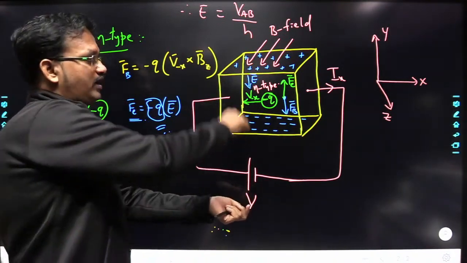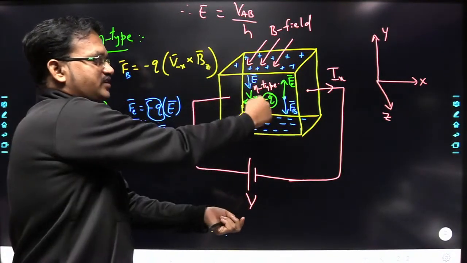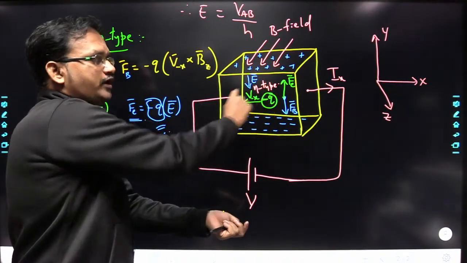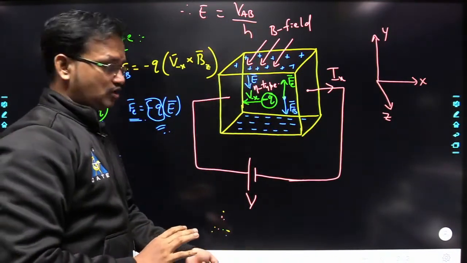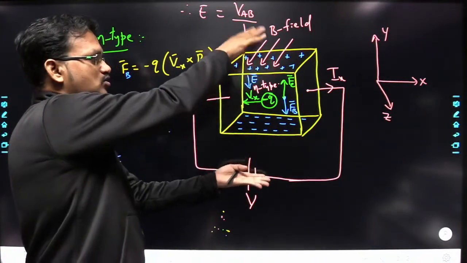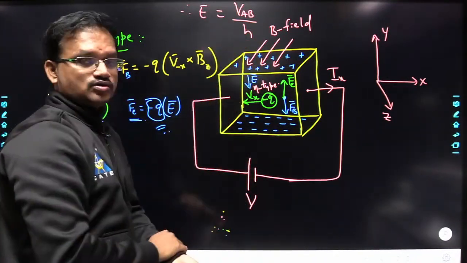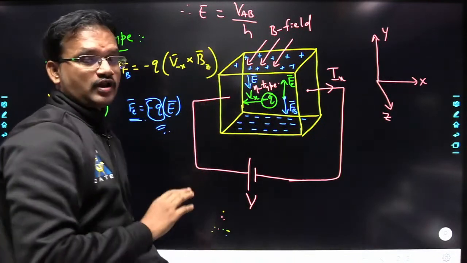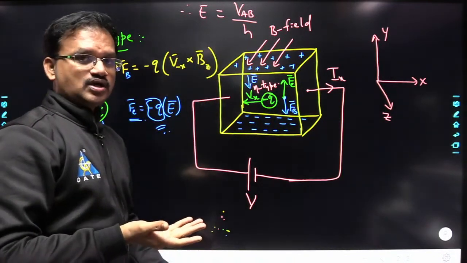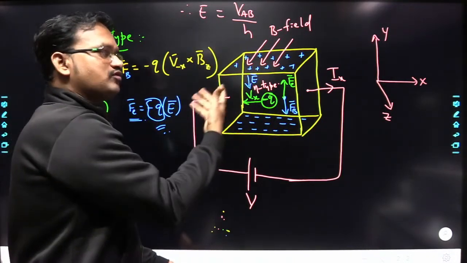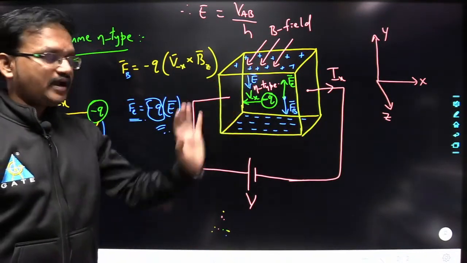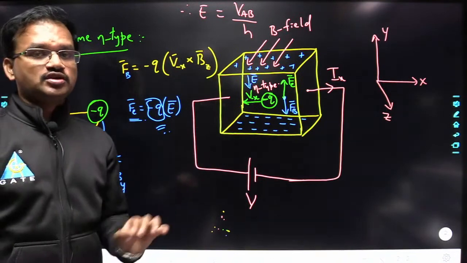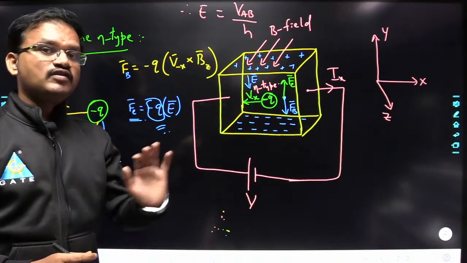Whenever an electric field develops, this negative charge is going to experience an electrical force in the upward direction. Understood? As this accumulation increases, this electrical force also increases. So at one stage, this electrical force will become equal to the magnetic force. That condition we call the equilibrium condition.